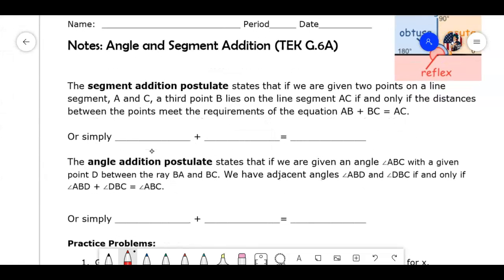All right, here we go. Everybody with me? So, you're looking at this sheet. We're talking about two postulates, angle and segment addition postulates. So let's read it real quick.